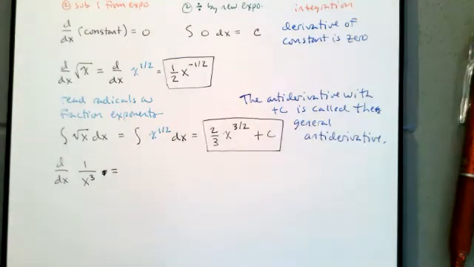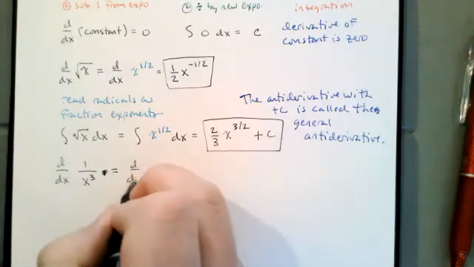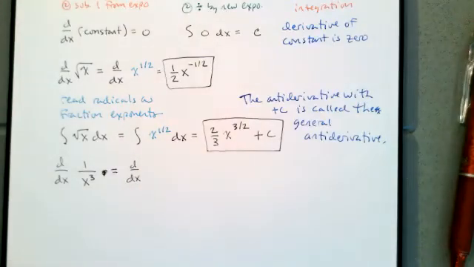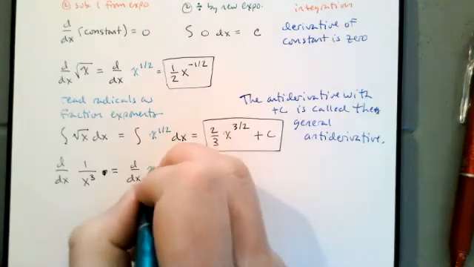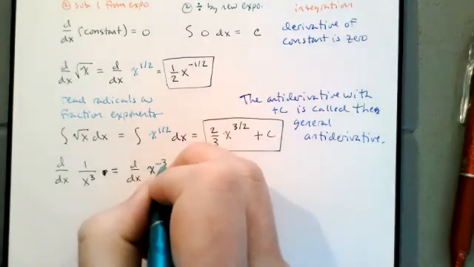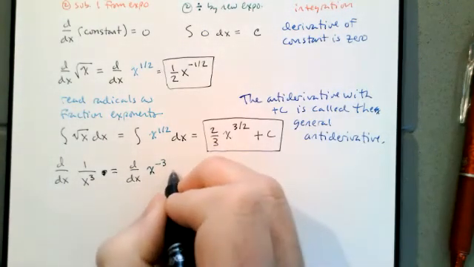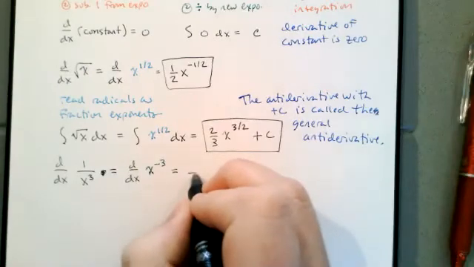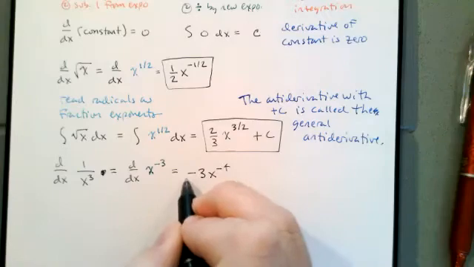How do we read 1 over x to the third when we wanted to take its derivative? What did we do there? Is it x to the negative 3? Right, we just read the x to the third in the denominator as x to the negative 3. Then we just follow our rules. We multiply by the exponent, since we're doing a derivative, and then we subtract 1 from the exponent.